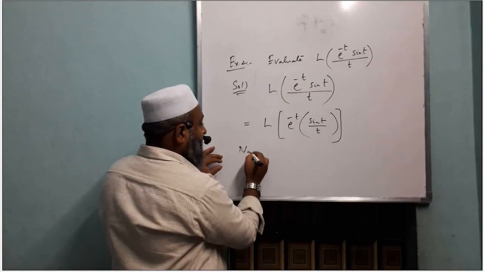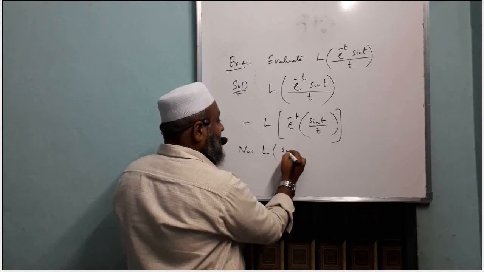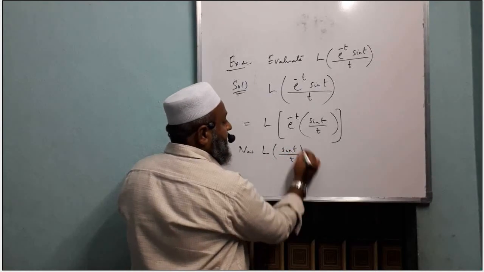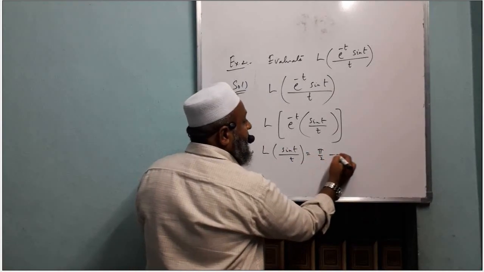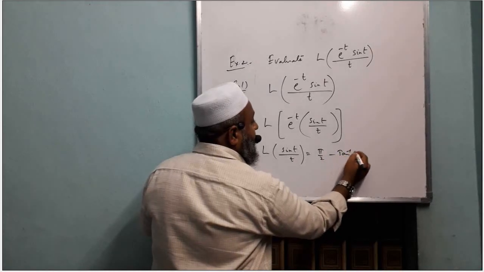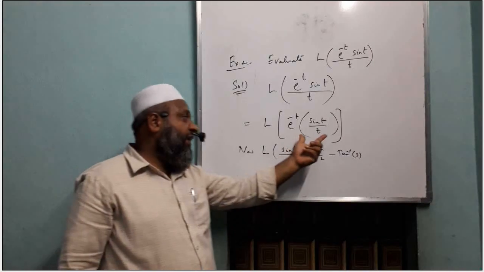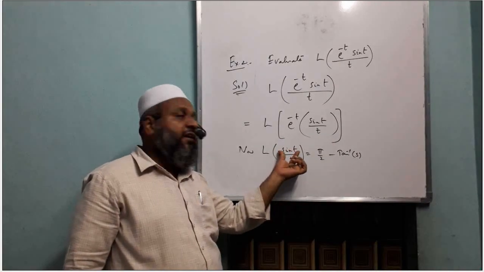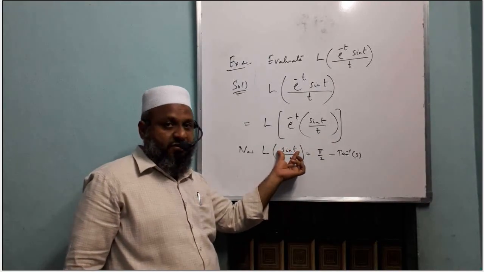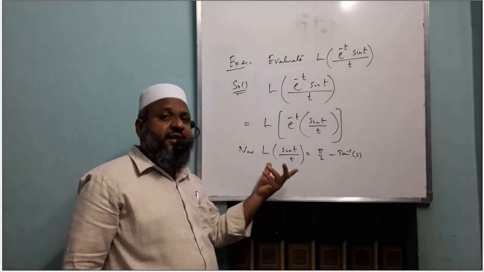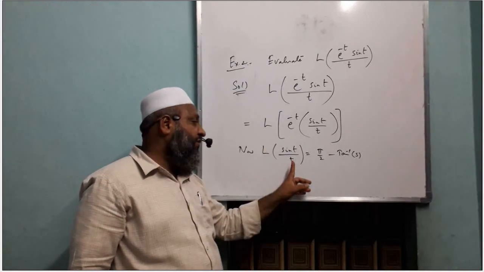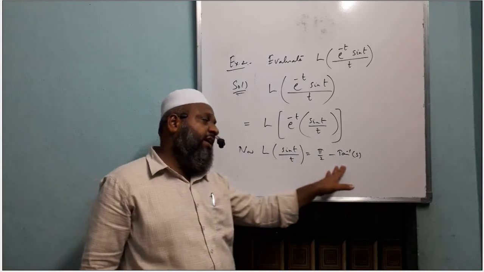Now what is L of sin t by t? That is pi by 2 minus tan inverse of s. Just now we have done. In the examination you need to calculate this first. First calculate a Laplace transform of sin t, that is 1 by s square plus 1, and then integrate it from s to infinity for division by t. Then you will get this one.